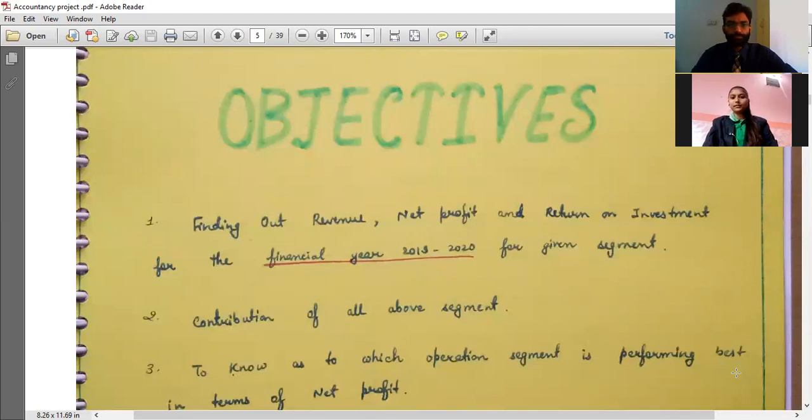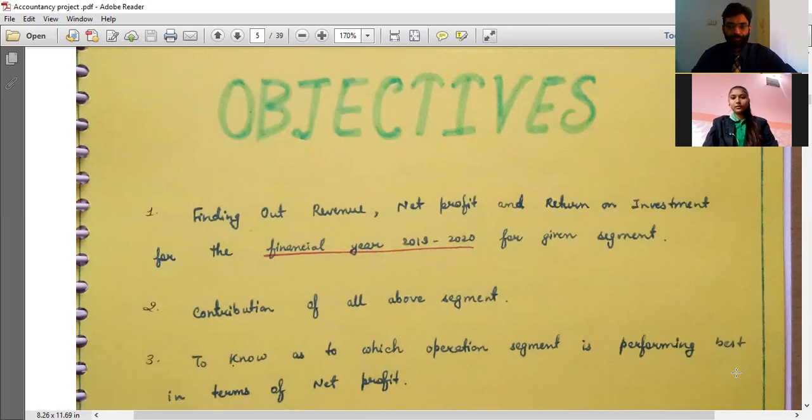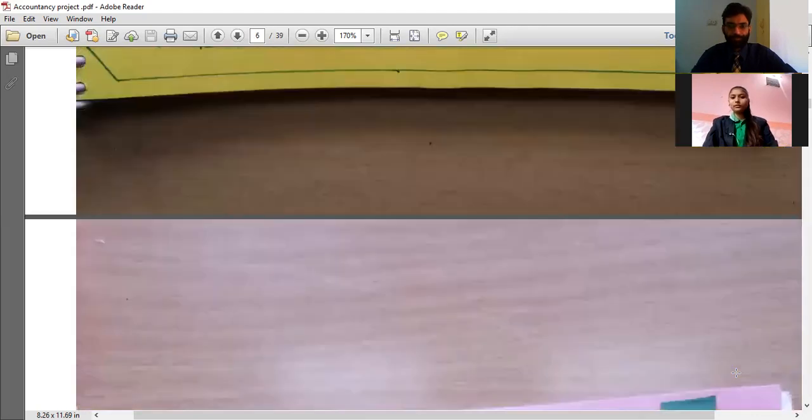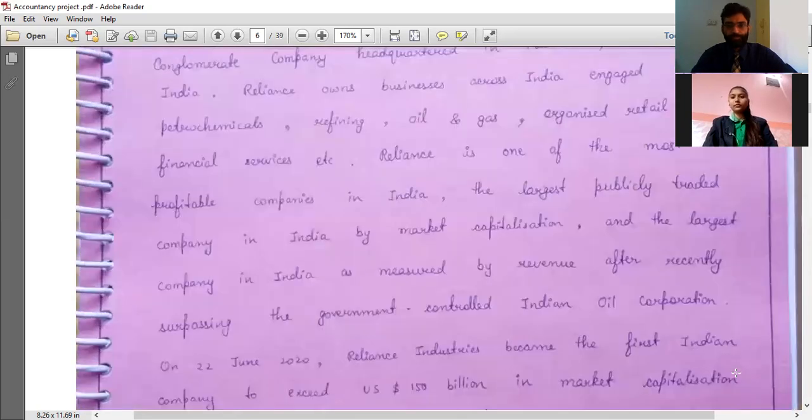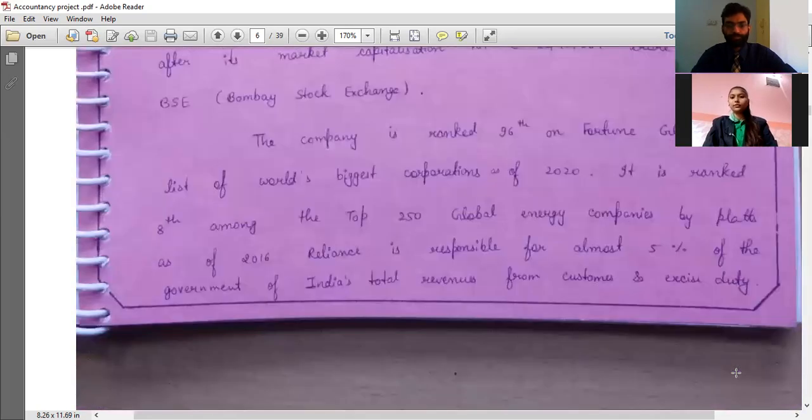And finally I made this project. You have written here the objective: finding out revenue, net profit and return on investment for the financial year 1920 for the given segment. So have you chosen only one financial year? No, sir. I have chosen 2 financial years, but the main objective is to get the financial year of 1920.